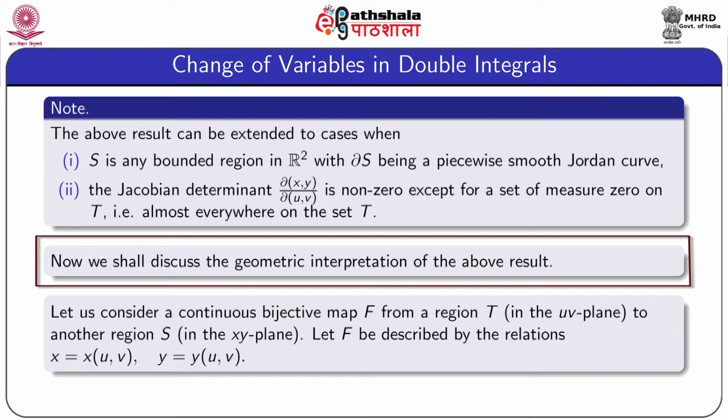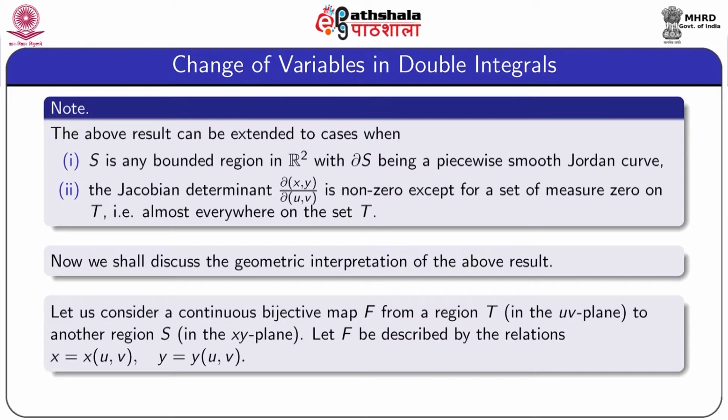Now, we shall discuss the geometric interpretation of the above result. Let us consider a continuous bijective map F from a region T in the UV plane to another region S in the xy plane. Let F be described by the relation x equals x(u,v) and y equals y(u,v).